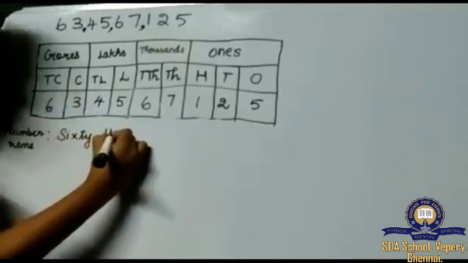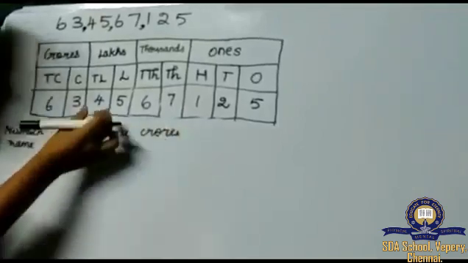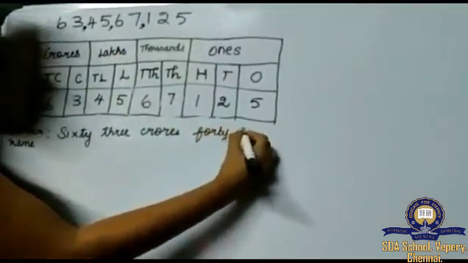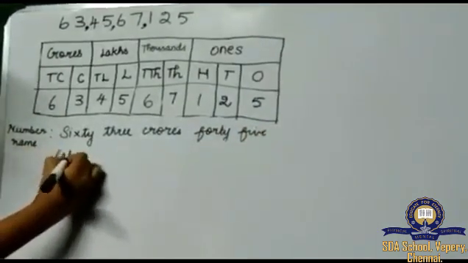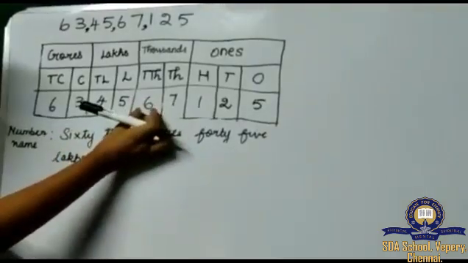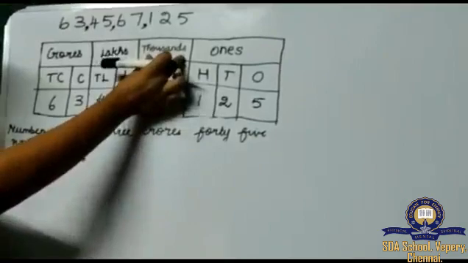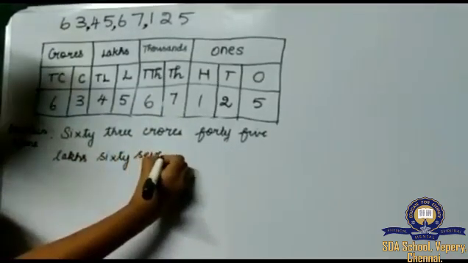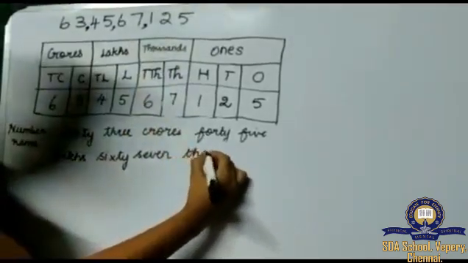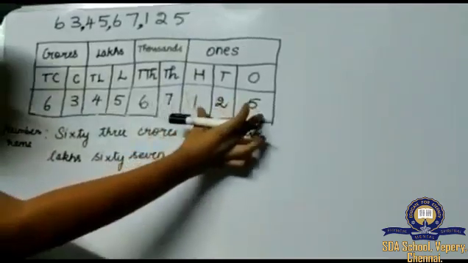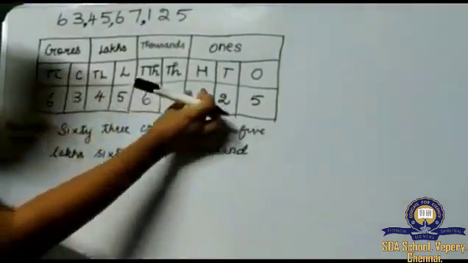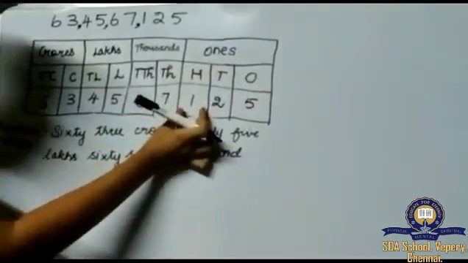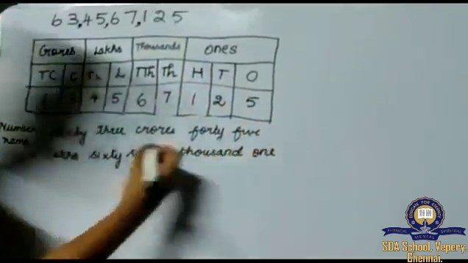So you will write it as 63 crores, and similarly combine the lakhs place, 45 lakhs. Similarly combine the thousands place, 6 and 7 come under thousands, right? So combine 6 and 7, we'll be writing it as 67,000. And when you come to the ones place, you will not be combining everything, but instead you will be writing it as 125.